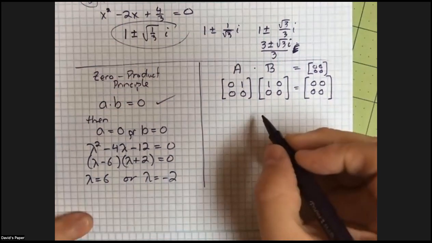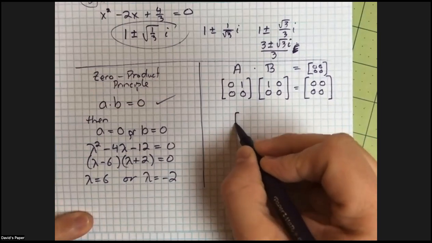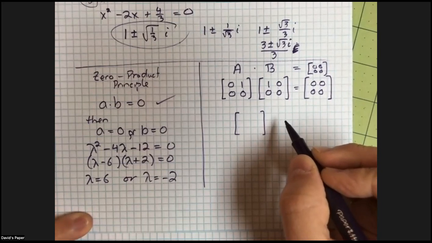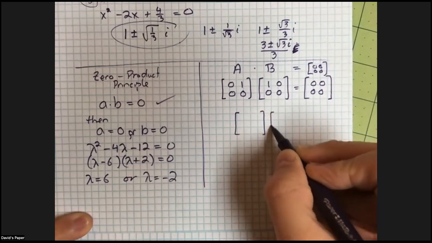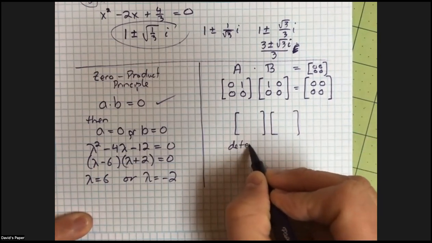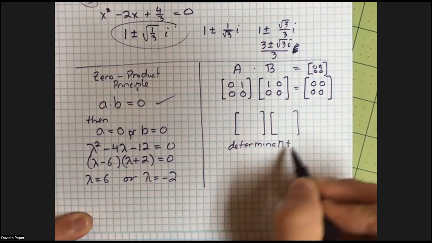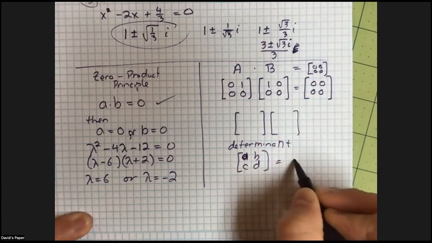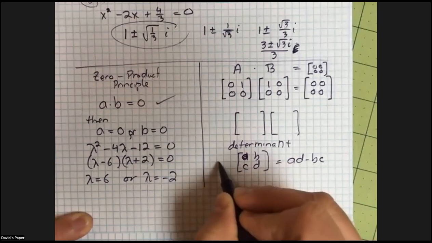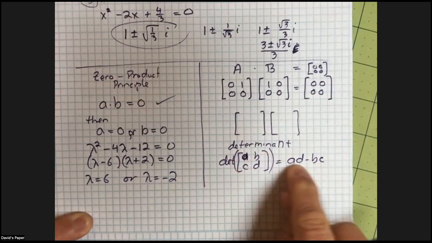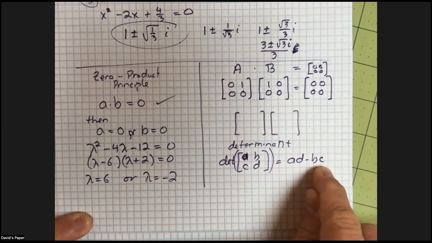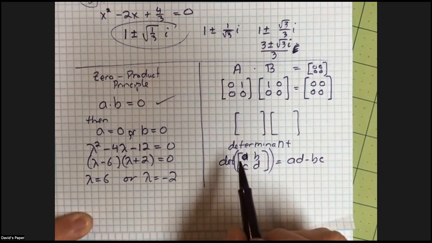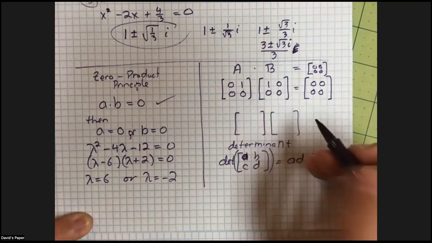But I can give you a way to modify this sentence so that it still works out. Remember, I used the word determinant. And the determinant of a matrix A, B, C, D was AD minus BC. I could write determinant like this. Determinant A, B, C, D is AD minus BC. And notice that both of these matrices, A and B, have zero determinant.